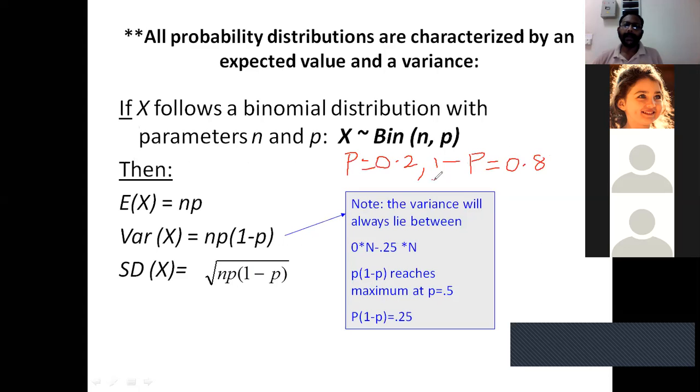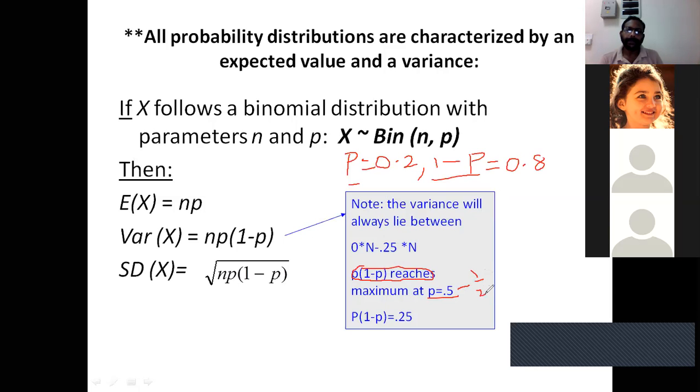0.8. So that is how we calculate 1 minus P. So if P is 0.2, 1 minus P is 0.8. P into 1 minus P reaches its maximum when the P value, the success probability value, is 0.5, or in other terms, half. So half, or 1 over 2.